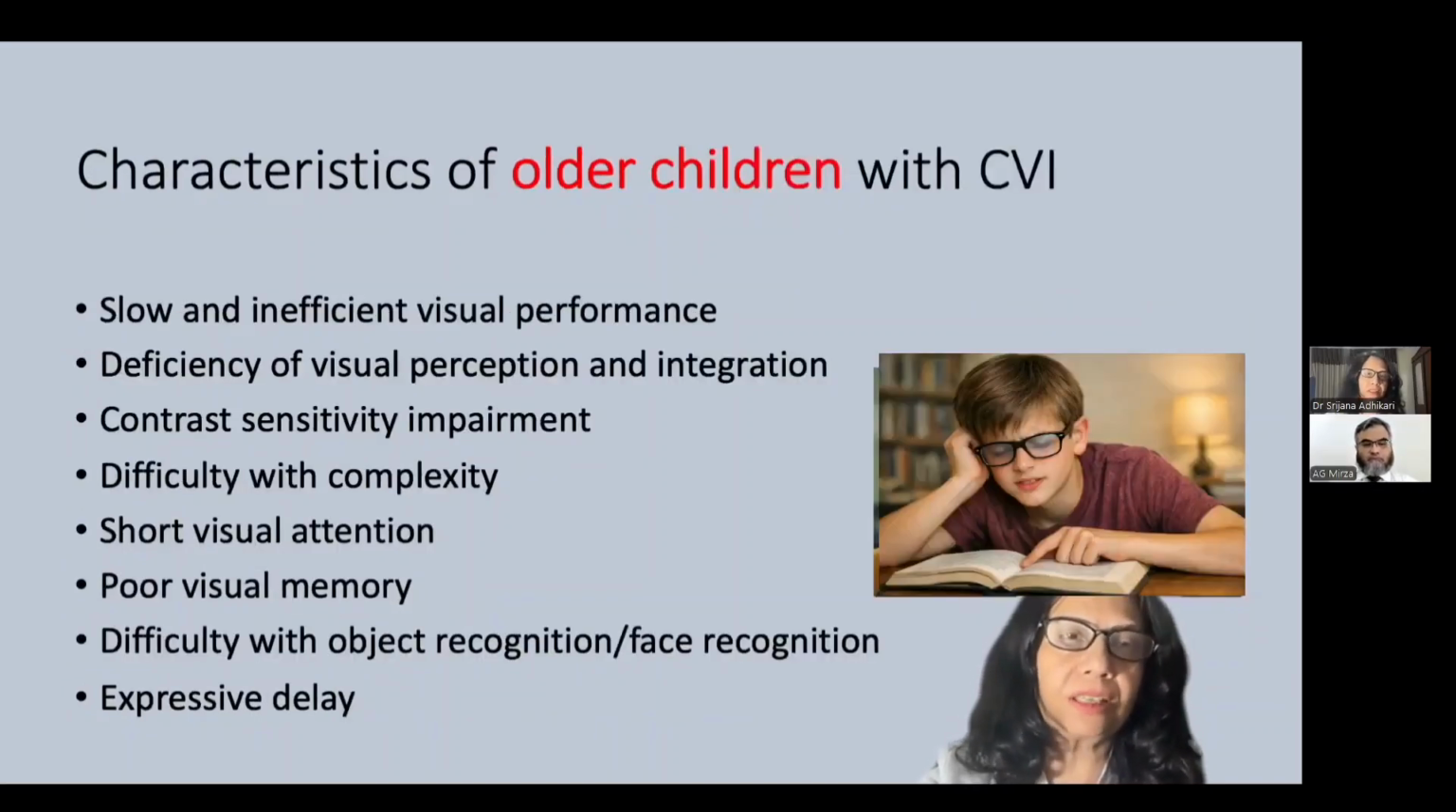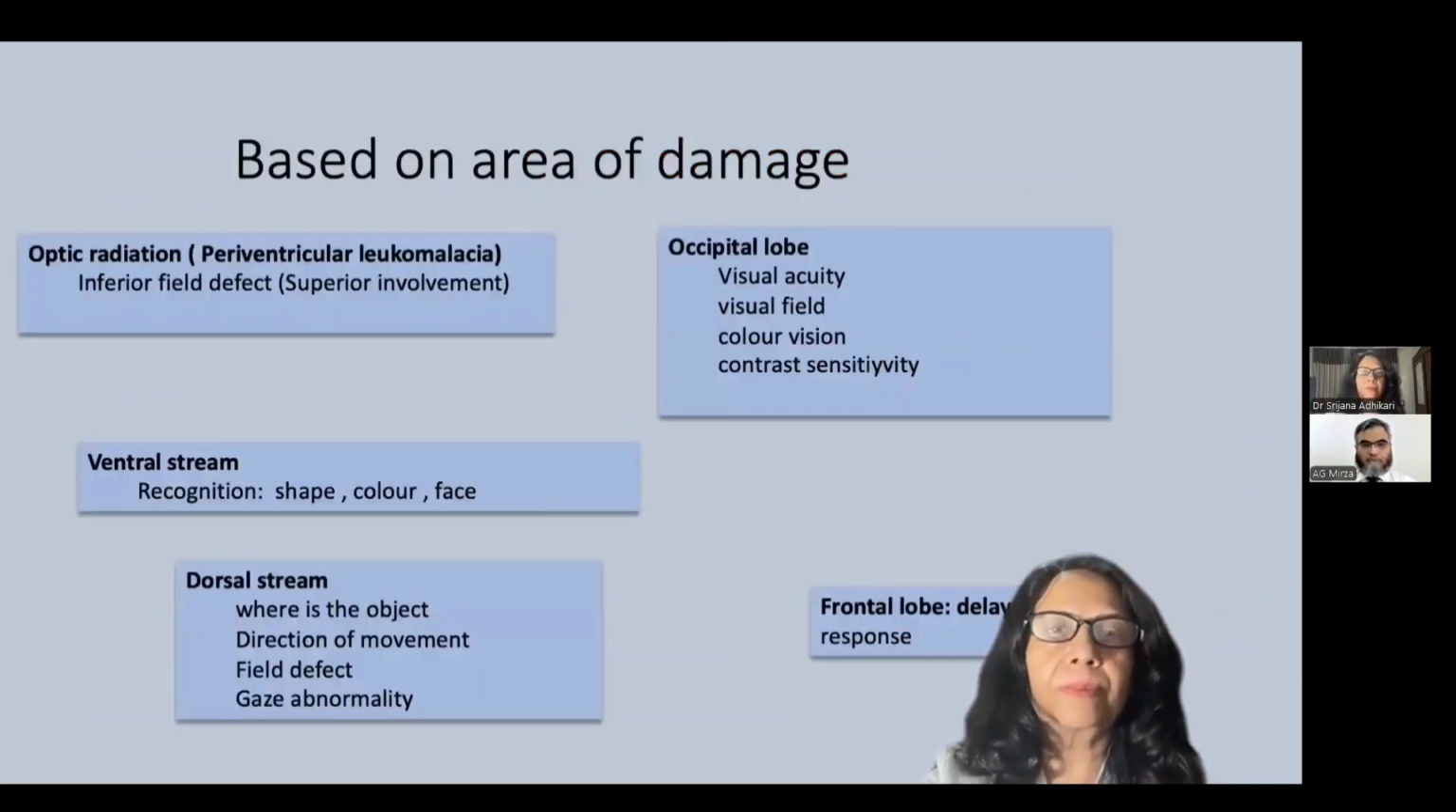But in older children, there are characteristics like slow and inefficient visual performance, deficiency of visual perception and integration, contrast sensitivity impairment, difficulty with complexities, short visual attention, poor visual memory, difficulty with object recognition or face recognition, and delay in visual expression. So these are some of the characteristics that can occur in older children.